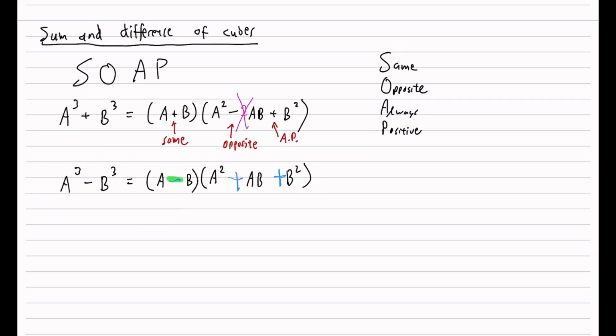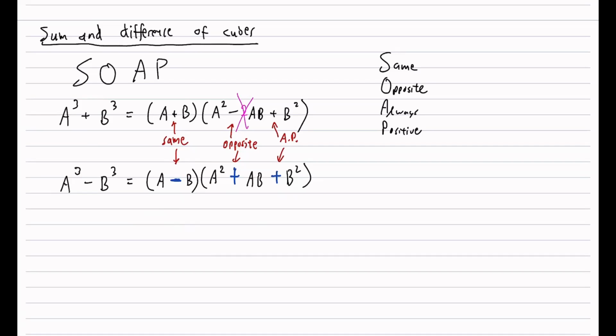Exactly. Same negative sign. Then opposite, so it's a plus sign. Then the last one is always a positive. Okay. Same, opposite, always positive. You can expand it out to check. Do you want me to expand for you and check? I sort of did. You did before? Okay. Then I think I'll just do it.